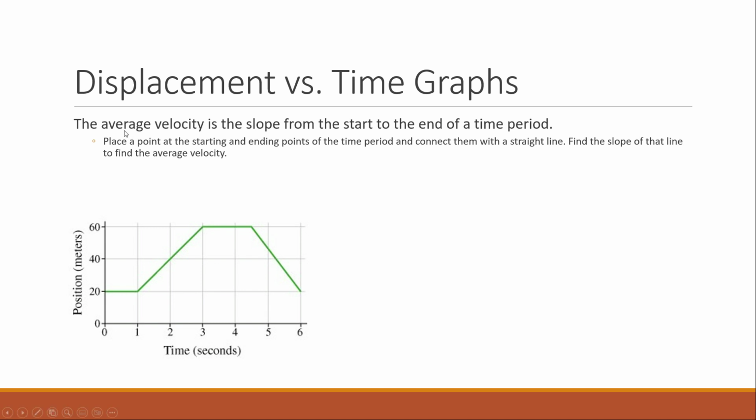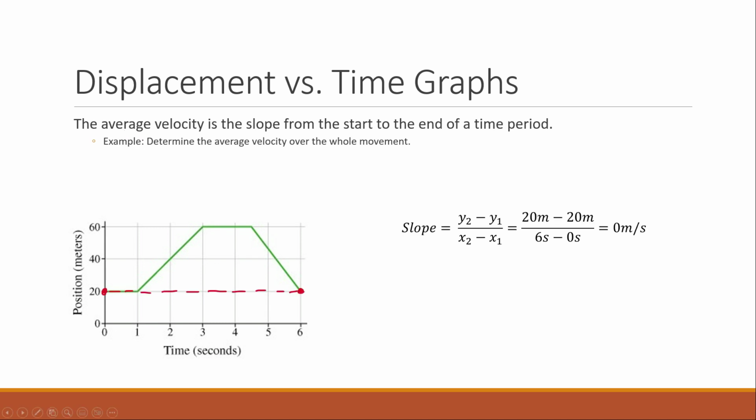So that's the instantaneous velocity. You can get it by either drawing a tangent line, or if there's a section that's uniform, then you go ahead and find the slope of that whole section. The average velocity is the slope from the start to the end of a whole time period. You can set this time period for any sort of thing. So you place a point at the start of the time period, and you place a point at the end of the time period. You draw a straight line, and you find the slope of that line.